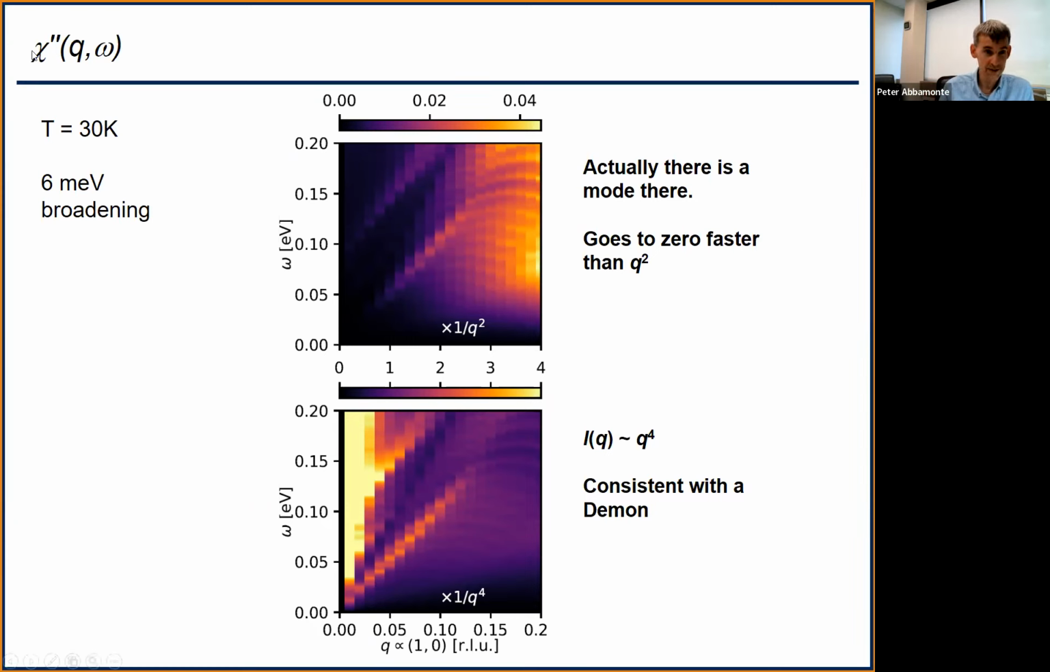Okay, so if you take the data, this chi, and instead divide by Q to the fourth, then you see a nice mode, okay? But the mode isn't going to zero like Q squared, like a regular mode would. It's going to zero like Q to the fourth because it's actually something that's neutral. And it's dispersing linearly, which is roughly what the experiment shows and is what Pines predicted.